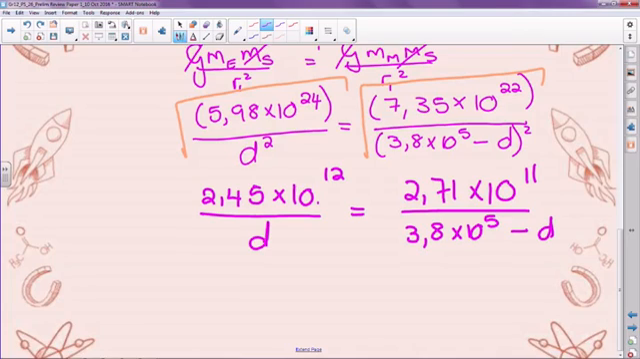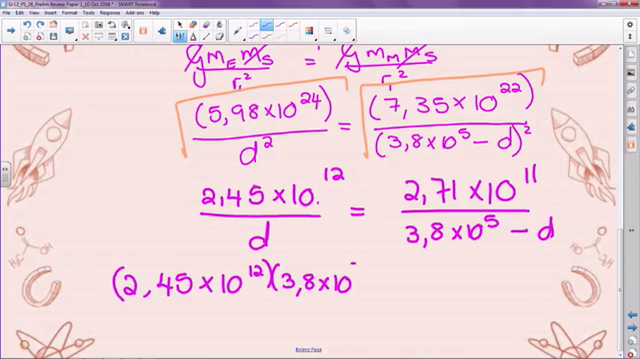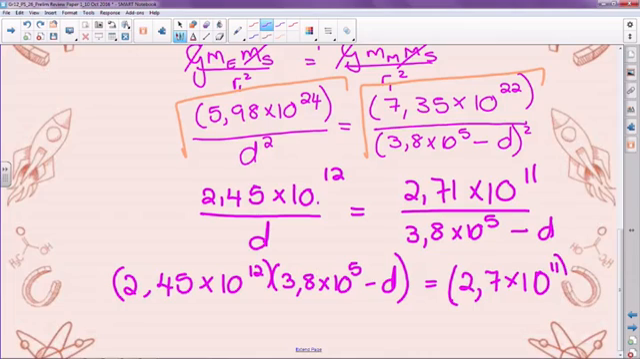Okay, and what I would do here is I would actually take the fractions away. So I'm going to take these and I'm going to times both by this. Okay, so this is what I'm going to do. All right, now don't lose me just yet. So this is 2,71 times 10 to the 11 D.